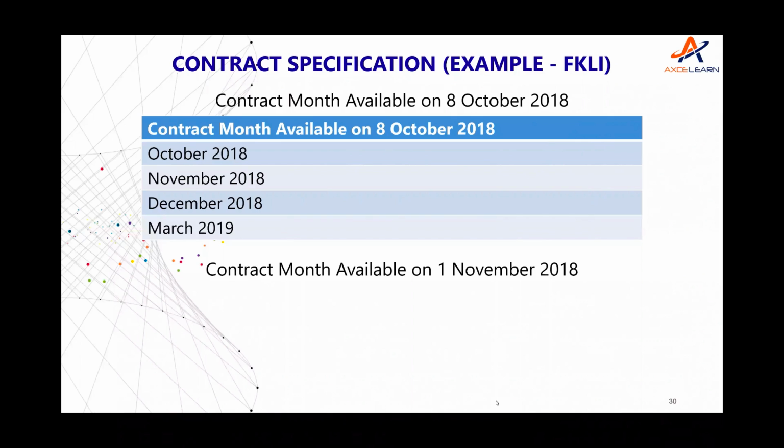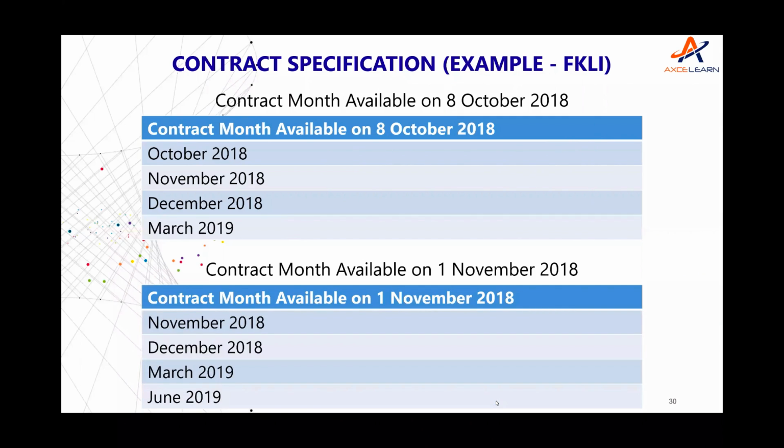So in this case, on 1st of November, your spot month will be what? November. The next month will be December. The 2 following quarters will be March and June. Some of you already answered it correctly. So this will be the answer.